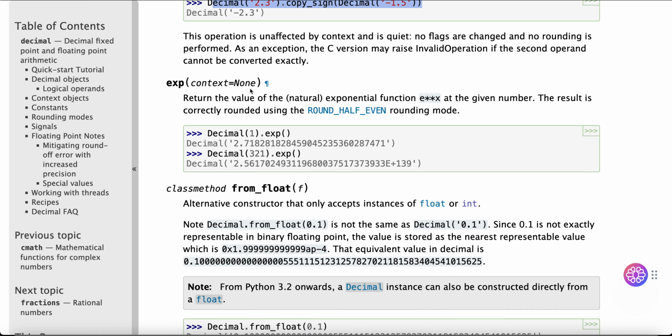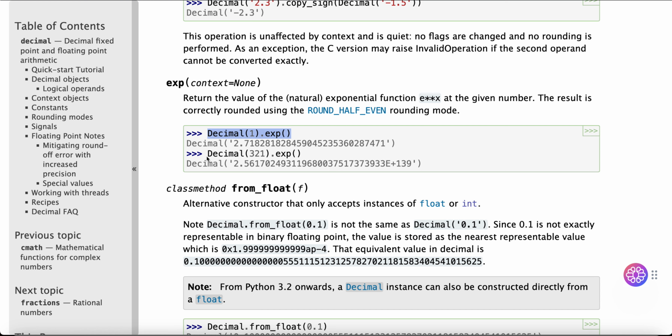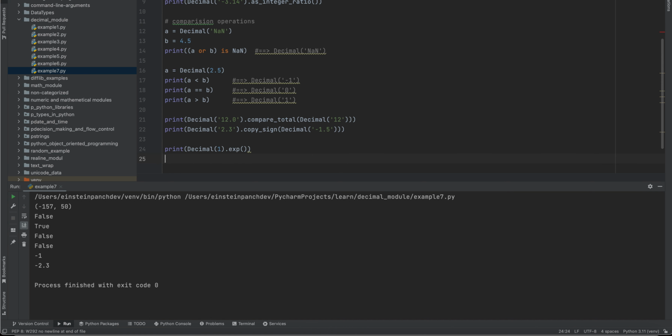exp, context equal to None. Return the value of the natural exponential function e to the power x at the given number. The result is correctly rounded using the ROUND_HALF_EVEN rounding mode. Decimal 1 dot exp, Decimal 321 dot exp. Run.